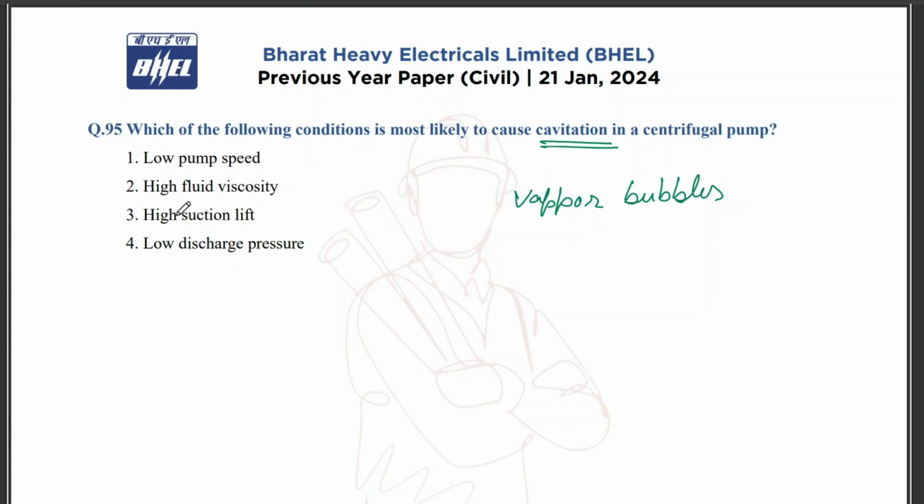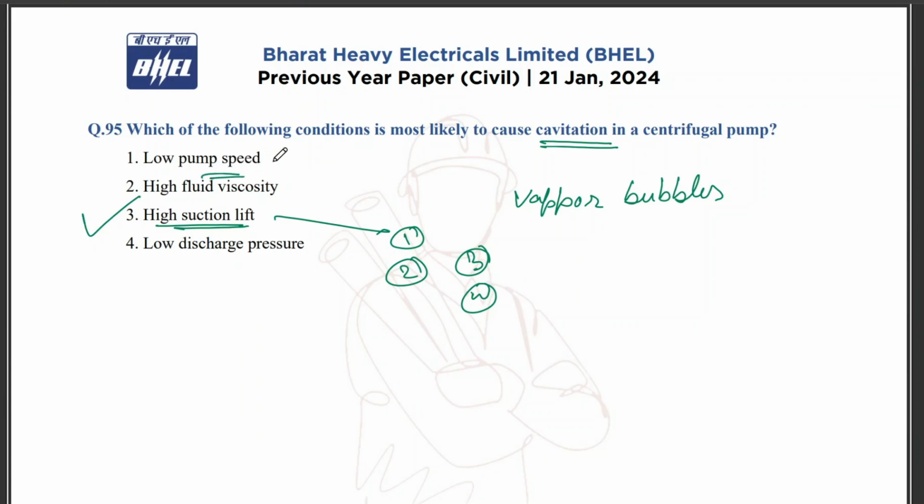But now the question is, why does high suction lift cause cavitation? Suction lift refers to the height the pump must lift the liquid before it enters the impeller. Second, if the suction lift is too high, the pressure at the pump inlet drops significantly. Third, when the pressure falls below the vapor pressure, the water starts to boil, forming bubbles, and these bubbles implode when they reach higher pressure zones, leading to erosion and noise.